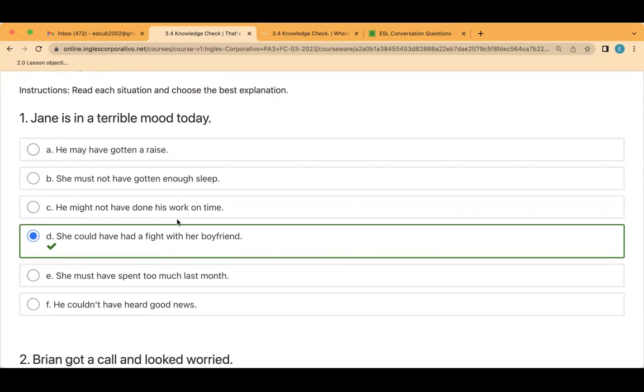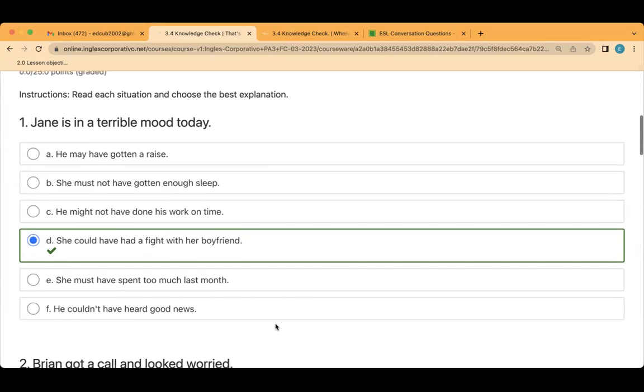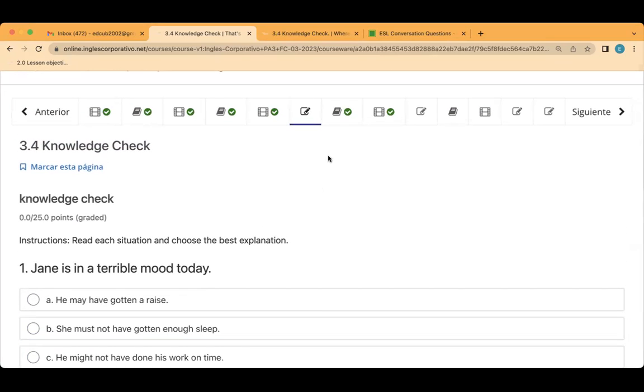Teacher. Yes. The letter A, he may have got a raise. It means that word rise, it means like ascenso. But not with position, with money. So he may have gotten a raise means maybe he had a bonus, an increase in the salary. Yes, thank you. You're welcome. Good. And the other ones are okay? Yes, teacher. All right, excellent.